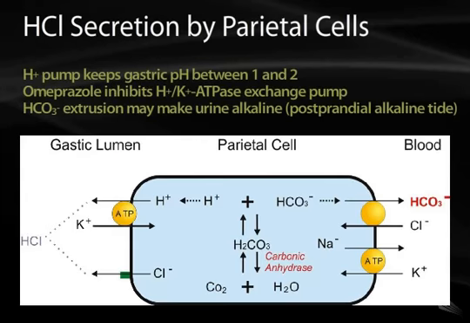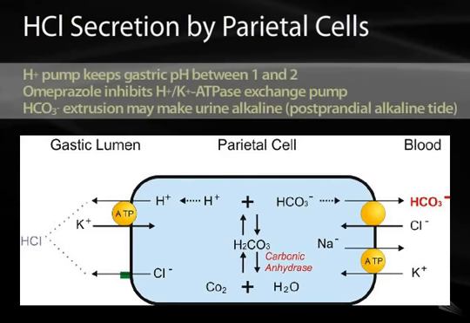Hydrochloric acid secretion occurs by parietal cells, and the H+ proton pump keeps gastric pH between 1 and 2. Omeprazole, which is a proton pump inhibitor, or esomeprazole, another proton pump inhibitor, inhibit the hydrogen-potassium ATPase exchange pump. And extrusion of bicarbonate can make urine alkaline.